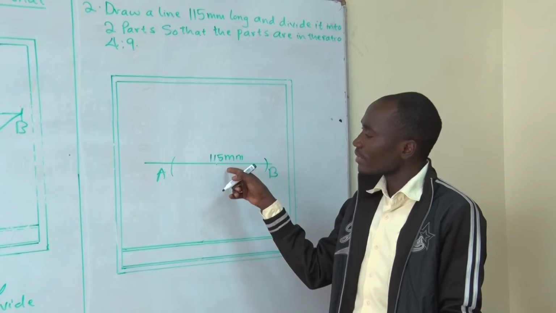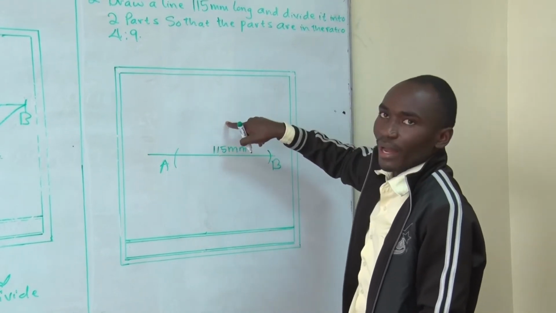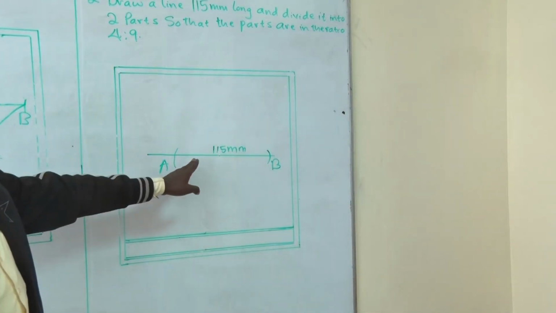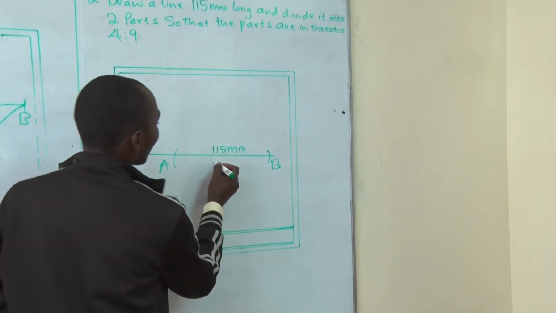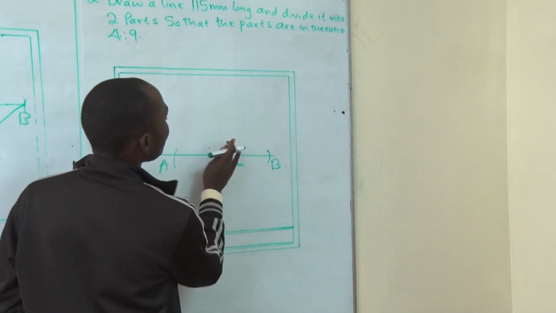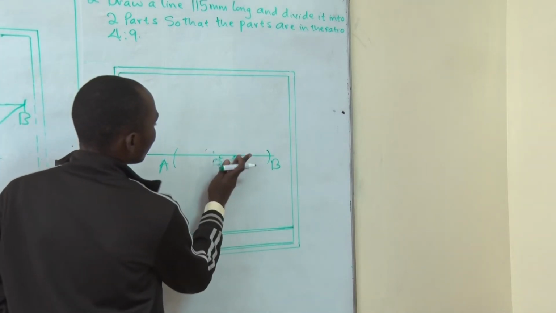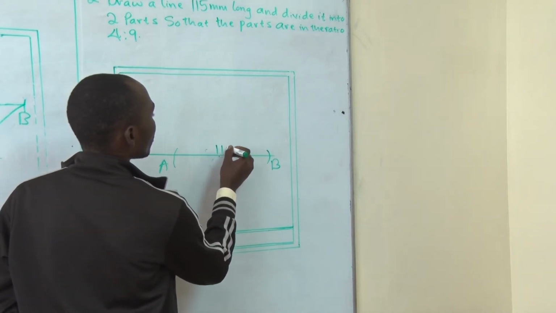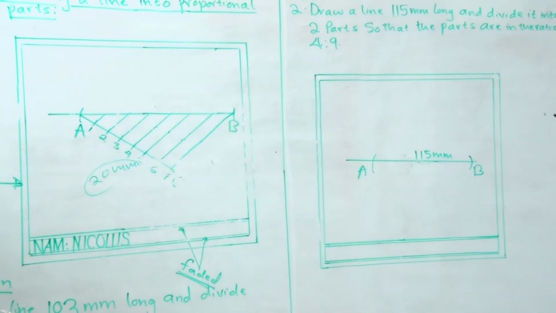At any given time when you have been told to label these lines, ensure that the measurements are on top of that particular line. So for instance, you can see that my 115 millimeters lies above line AB. I have not named it here like this. Naming it below the line is very wrong. So you label your line at the top here. That is my 115 millimeters.